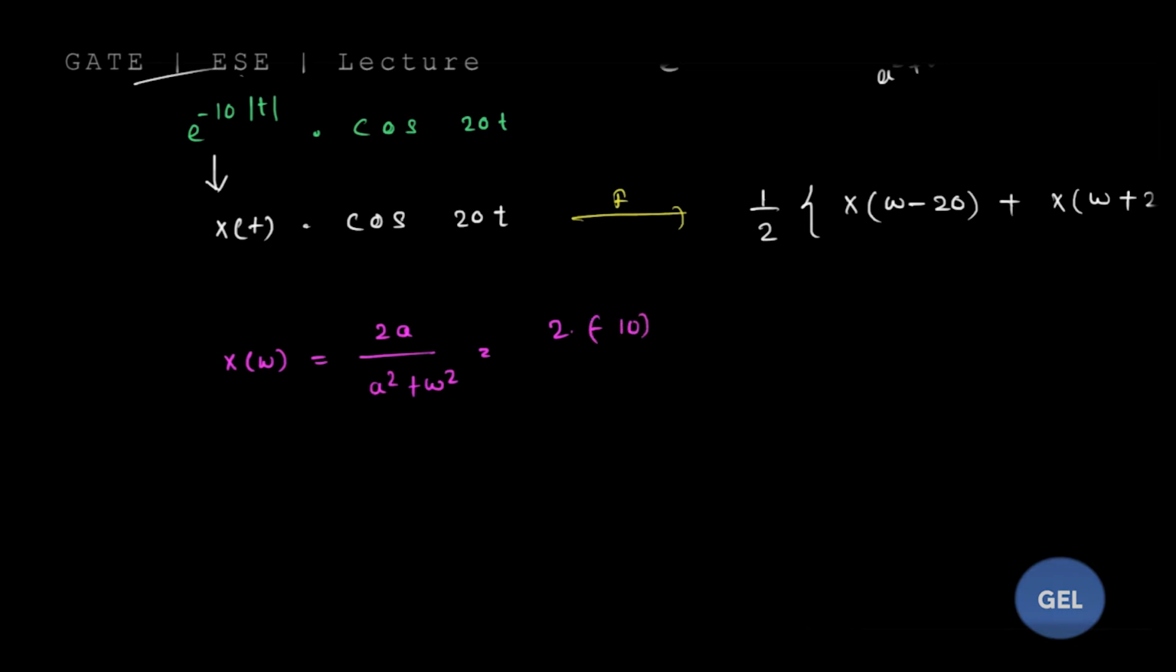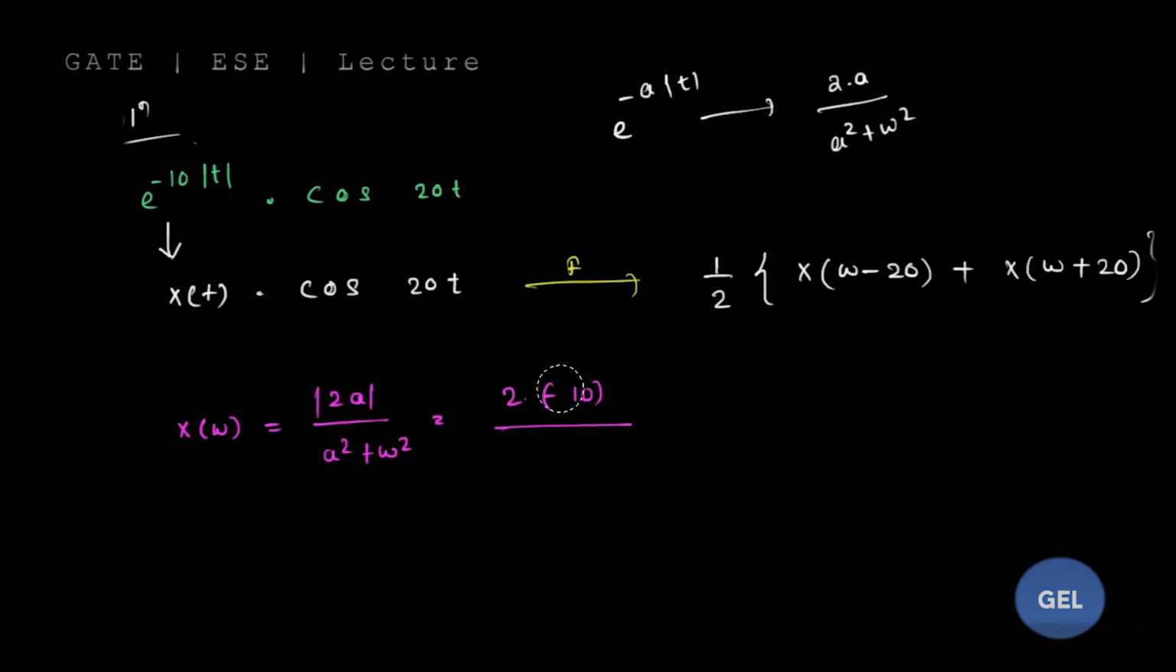That means 2 into, sorry, it is not minus 10. The minus is not associated with a. So 2a, 2 into 10. A is not negative here. Negative is in the format. I need to find a, and a is not negative here.